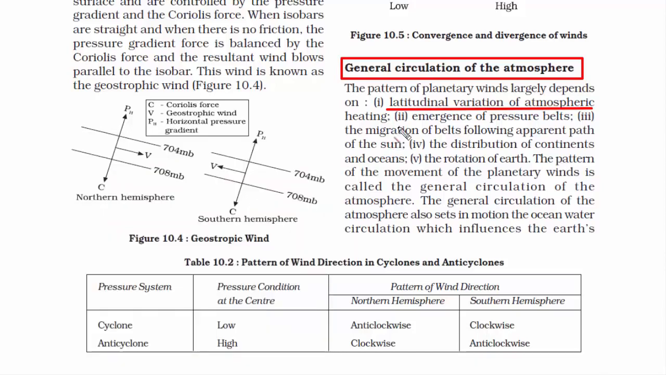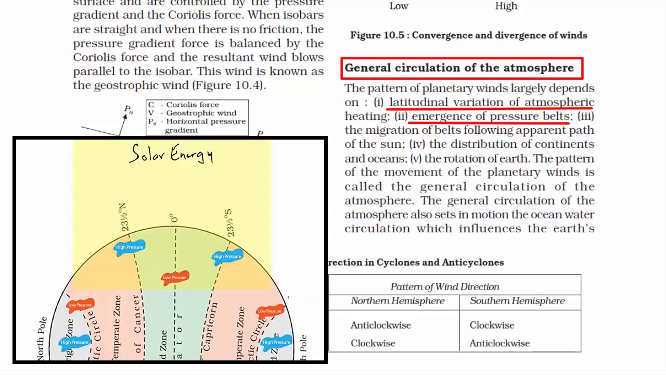The second one is emergence of pressure belts. By pressure belts, we mean low pressure and high pressure belts. So you see, these high pressure and low pressure zones are strategically located on the Earth's surface. It goes something like this.